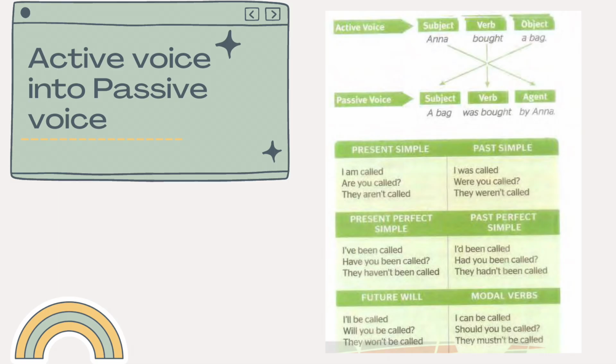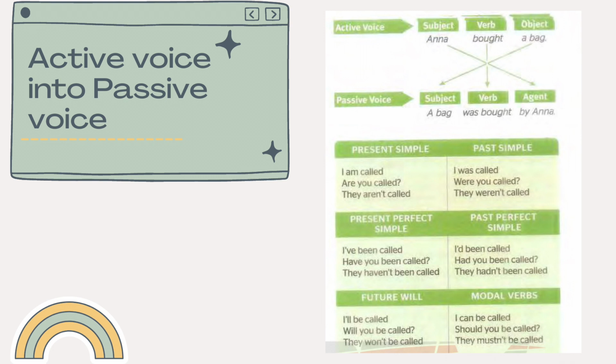Here are the slides on changing active voice into passive voice in tenses. Active voice. Anna bought a bag. Anna is the subject, the verb is bought, and the object is a bag. However, to make the sentence passive voice, the object will become the subject and the subject will become the agent. The verb will change the tense, which is: a bag was bought by Anna.